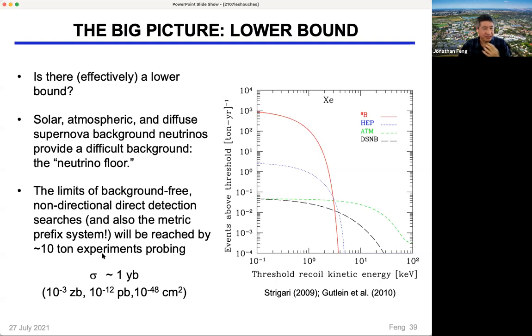That limit will be reached by 10-ton experiments, which are probing cross-sections of the order of a yoctobarn, which is 10 to the minus 3 zeptobarns, which is 10 to the minus 12 picobarns, which is 10 to the minus 48 centimeters squared. This is commonly called the neutrino floor. Dark matter is not necessarily going in the same direction as neutrinos. For example, solar neutrinos have a directionality, so if you're clever and have a dark matter detector that can tell which direction the signal is coming from, you could go beyond this neutrino floor. Or if you simply have an enormous detector and see rates beyond the neutrino rate. But background-free non-directional direct detection has this problem, which is coming up.